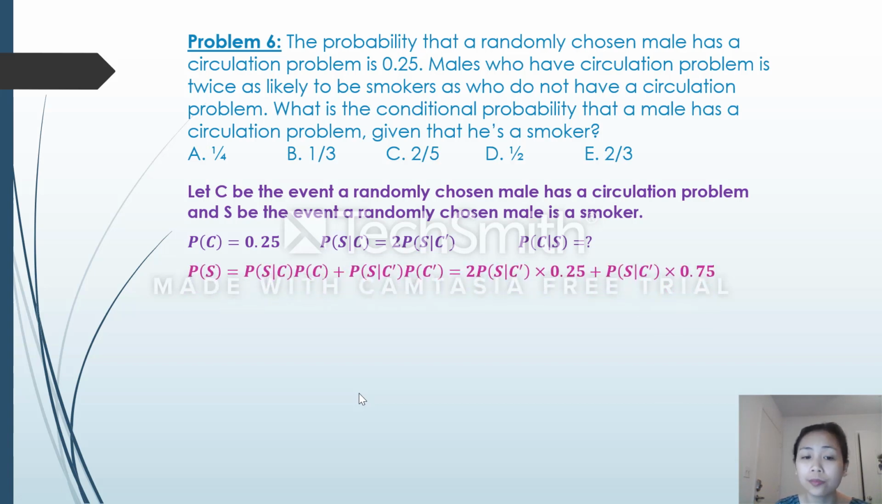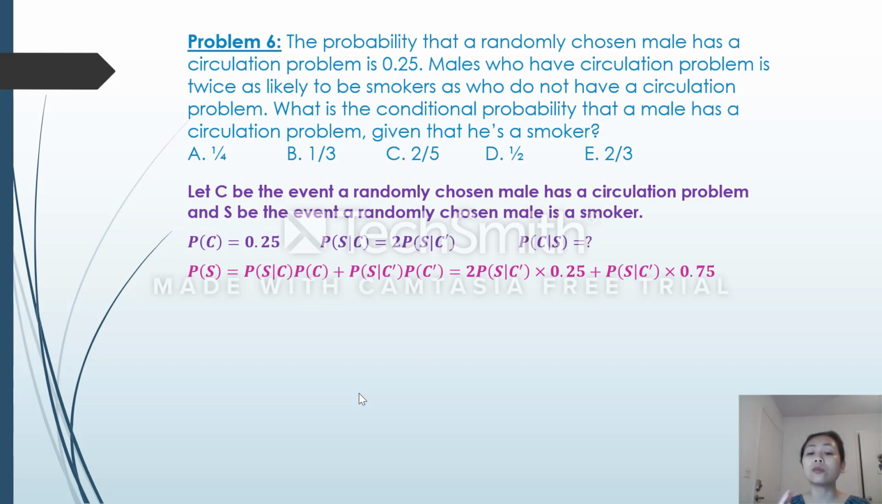So let's look at here. First, we derive the formula for probability of S, because we are going to make a connection between S given C and S given C prime. So probability of S is probability of S given C times probability of C plus probability of S given C prime times probability of C prime. It's like the probability that a person is a smoker: we have two cases. Smoker in case he has a circulation problem, and smoker in case he doesn't have circulation problems.